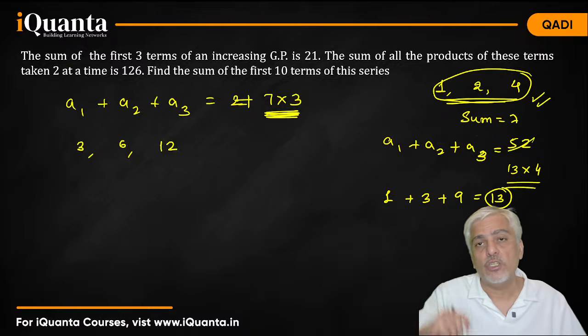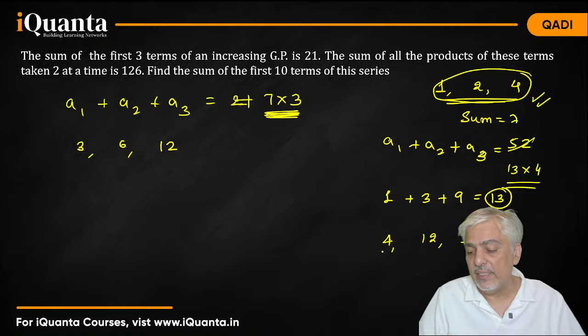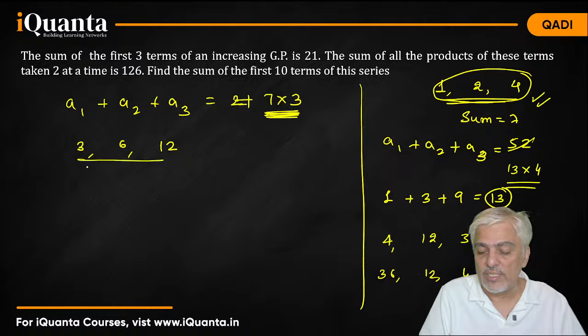So in that question also, you could have done it so quickly, because the total is 52. The first term will be 4. 4 ones are 4, 4 threes are 12, 4 nines are 36. Obviously, that was a decreasing GP, so you have to make it 36, 12 and 4. So this was the CAT question. This question, it is 3, 6, 12.